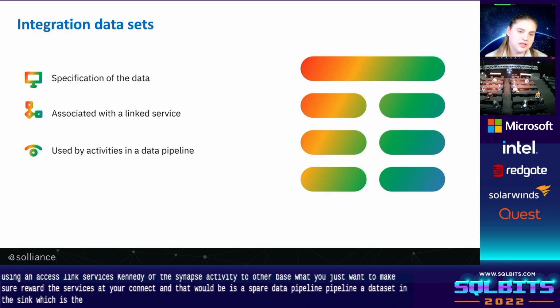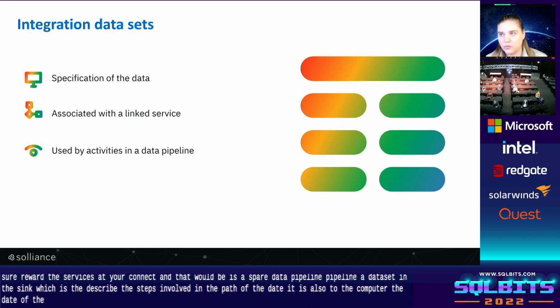A data set can describe the schema of the data, the file types involved, and the path of the data within the data source itself. A data set is also associated with a linked service that points to the compute where the data physically resides. One thing I want you to take home here is that the information stored with an integration data set is only metadata. There's no actual storing or caching of the actual data within an integration data set. It's literally metadata that explains the shape and the location, if you will, of the data itself.